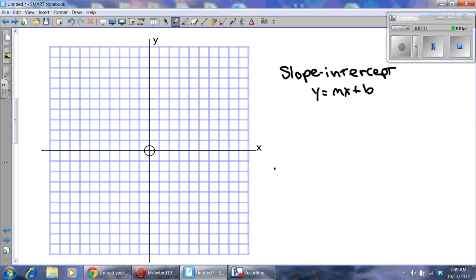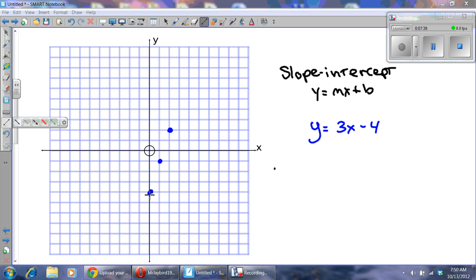Let me give you an equation like, say, y equals 3x minus 4. That's a real easy one. I'm just going to do it real quick. 2, 3, 4. 1, 2, 3, 1. 1, 2, 3, 1. And that would produce the line that looks something like that. Right? That might be off just a hair.